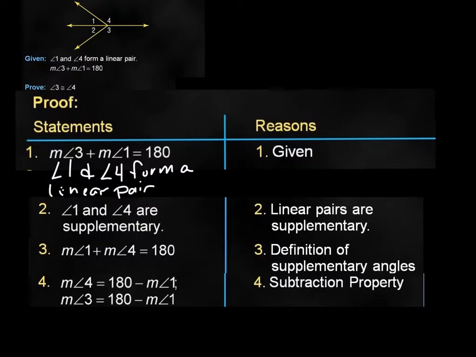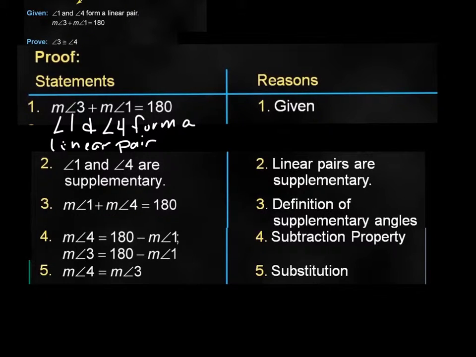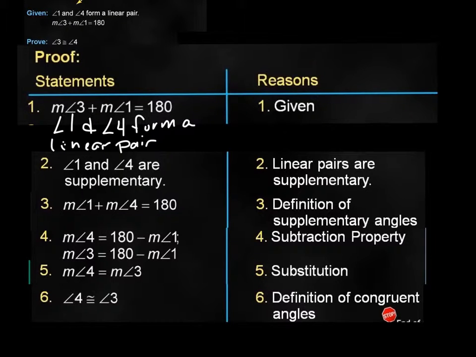If I use the subtraction property on both this first equation and the one we just had and subtract the measure of angle 1 from both sides, I get the measure of angle 4 equals 180 minus the measure of angle 1, as does the measure of angle 3, which is handy. So now I can state that the measure of angle 4 equals the measure of angle 3 by substitution. And to be really perfect, we should write it the exact same way they had it in the to prove here. They wrote angle 4 is congruent to angle 3. The order is different.